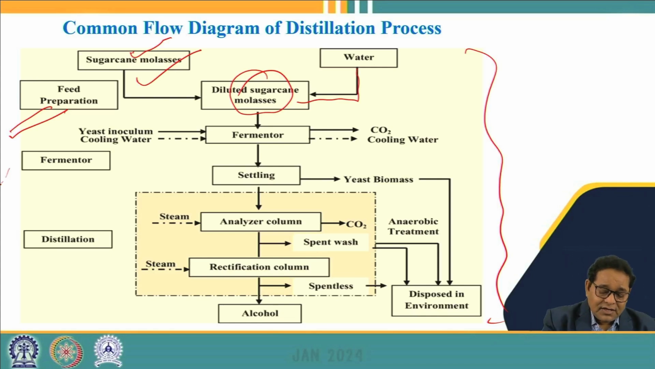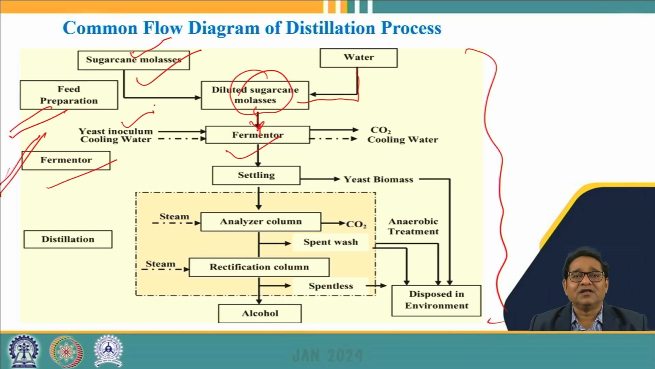And then you see that the second stage of distillation is the fermentation process. This is usually performed in the fermenter. After dilution, the molasses comes to the fermenter. And here we have to inoculate the particular yeast culture which will ferment this cane sugar into alcohol. This process is done at a higher temperature, so we need cooling water as well for this process.